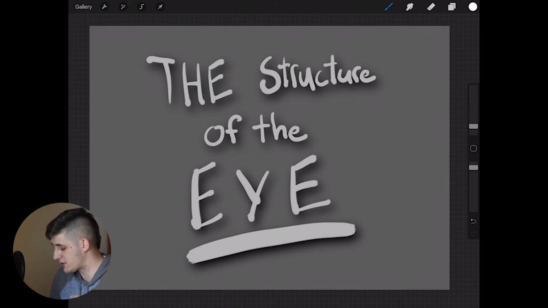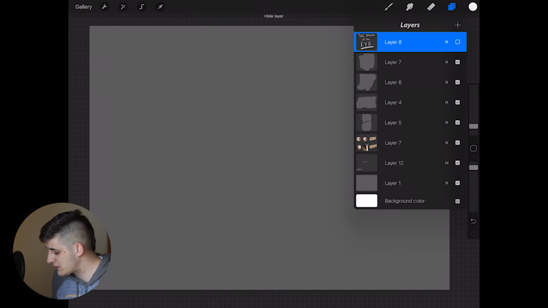All right, hey guys, so we're going to start off by jumping in with the structure of the eye, okay? That's the first thing we need to know as we try to understand how to draw and paint them. If we don't understand their 3D structure in space, then we'll never be able to accurately depict them in our paintings. So, first thing we need to understand is what shape is it, right?